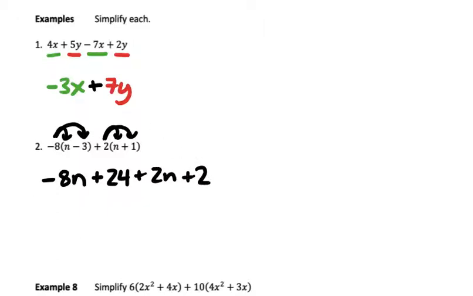And now I would go through and combine like terms. In this case, I'm going to be combining the n's together. Negative 8 plus 2 is negative 6. And I'm going to be combining the numbers together. So these are numbers without a variable. 24 plus 2 is plus 26.